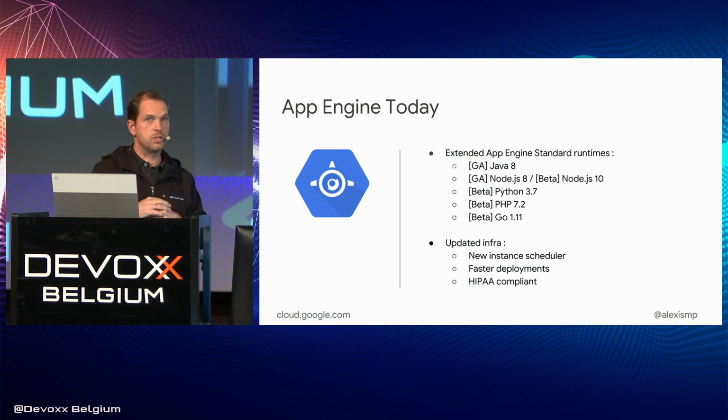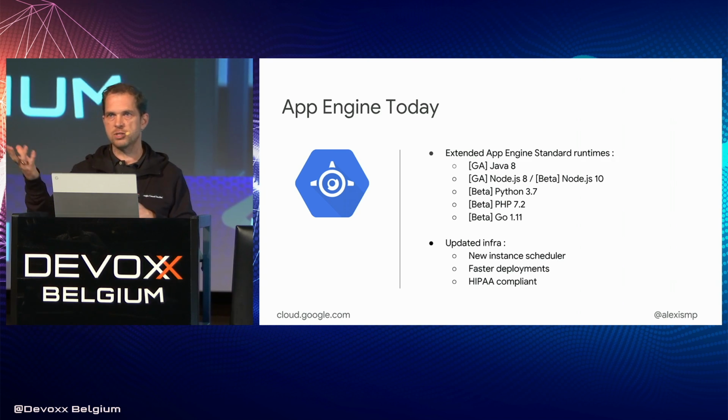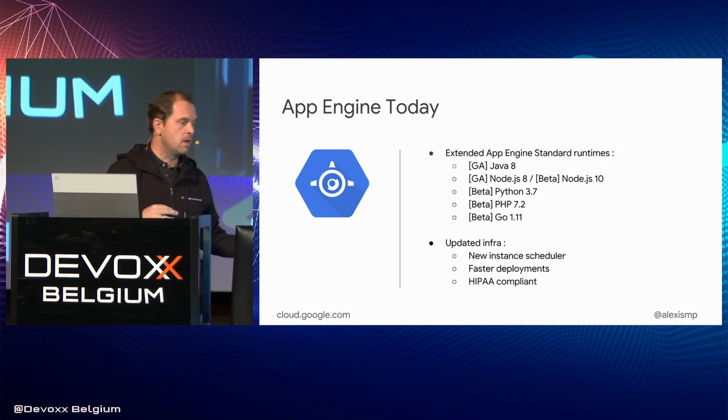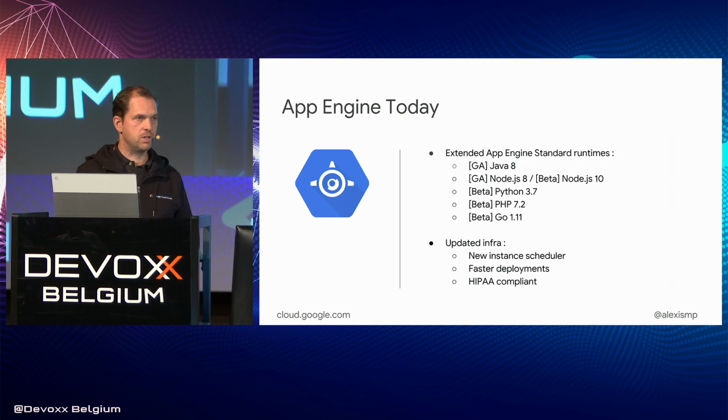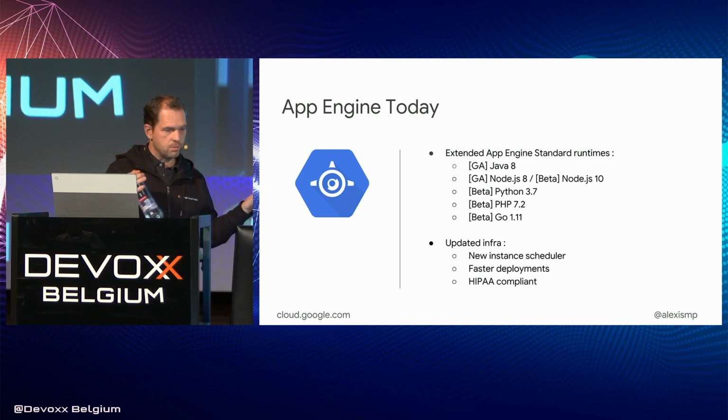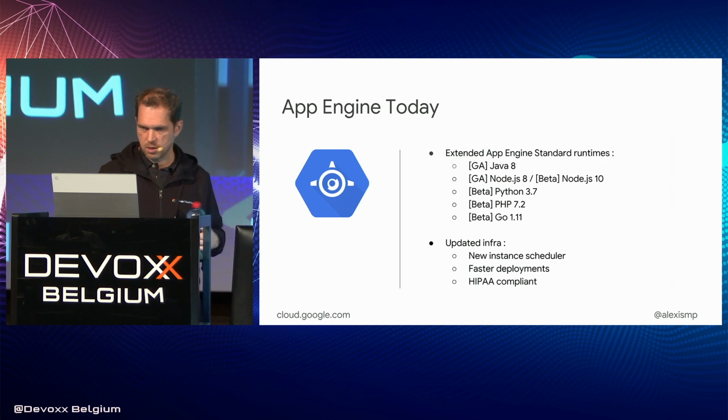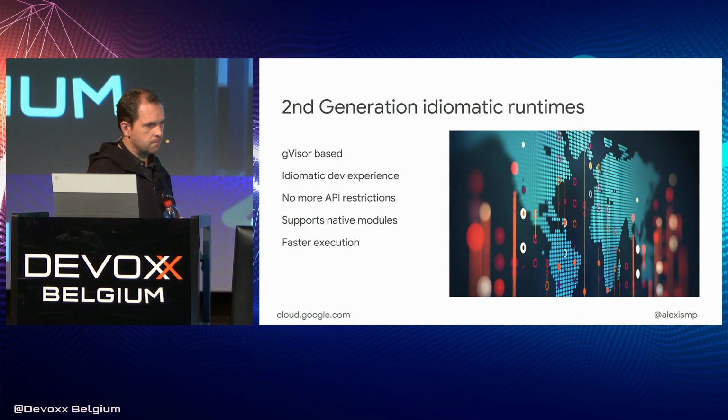We have a new instance scheduler, which will spin up instances in the auto-scaling process much faster, and at the same time, we will scale down more effectively, which in return will give you better economics for the runtime. Faster deployments, HIPAA is healthcare in the US.